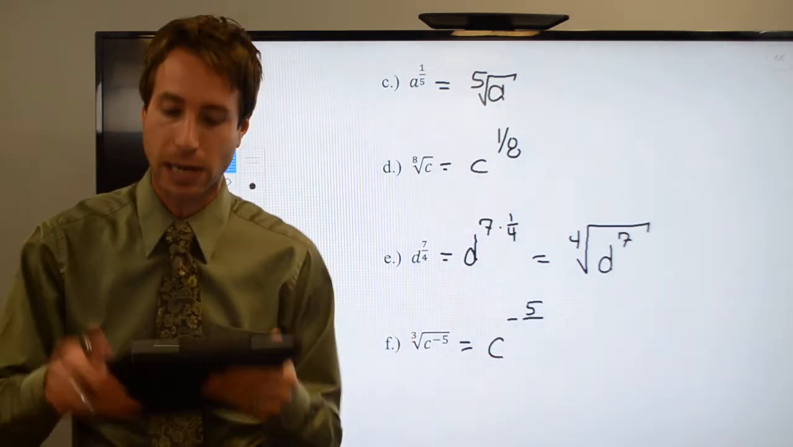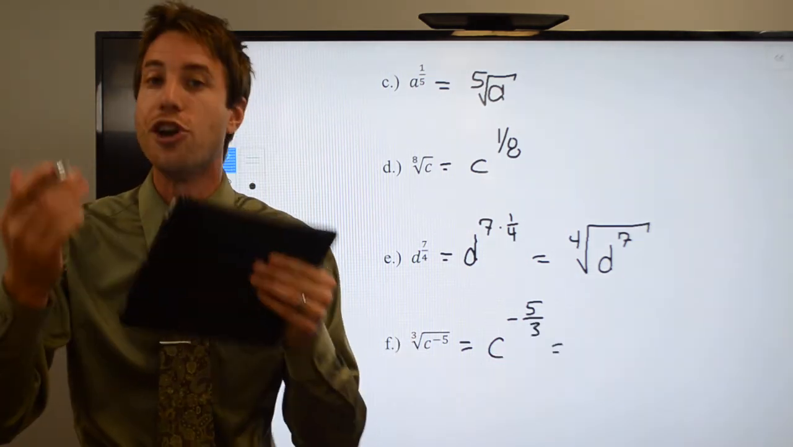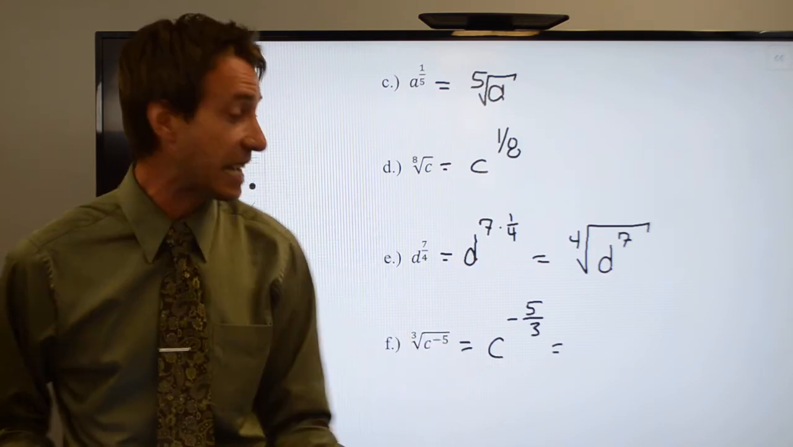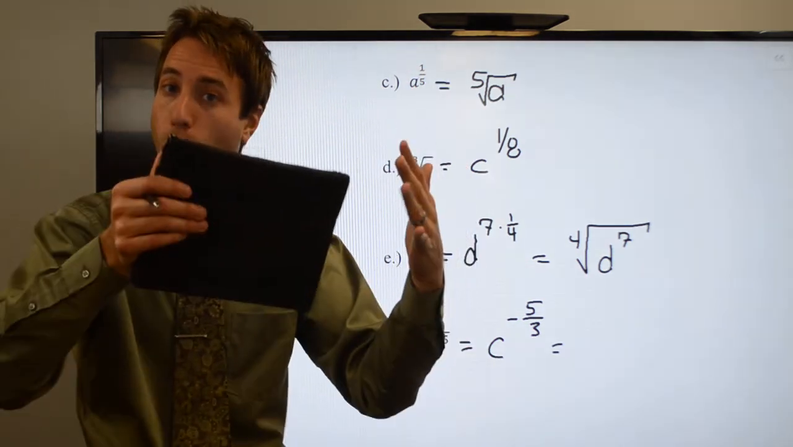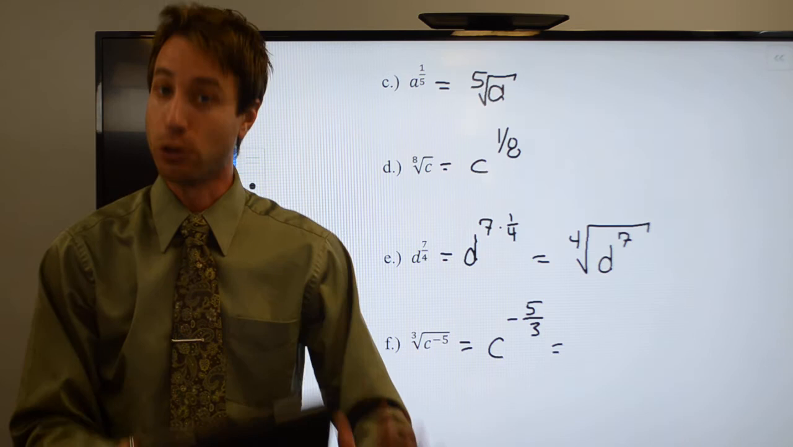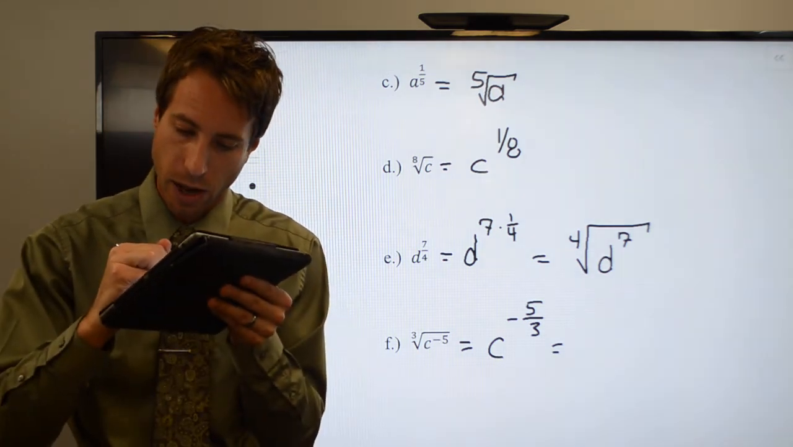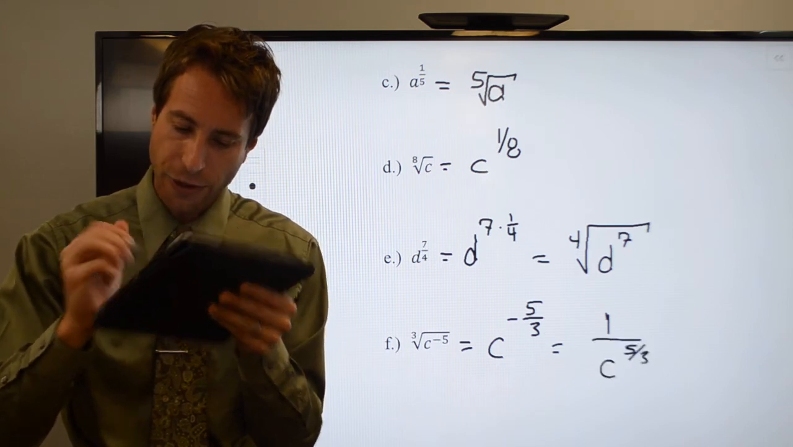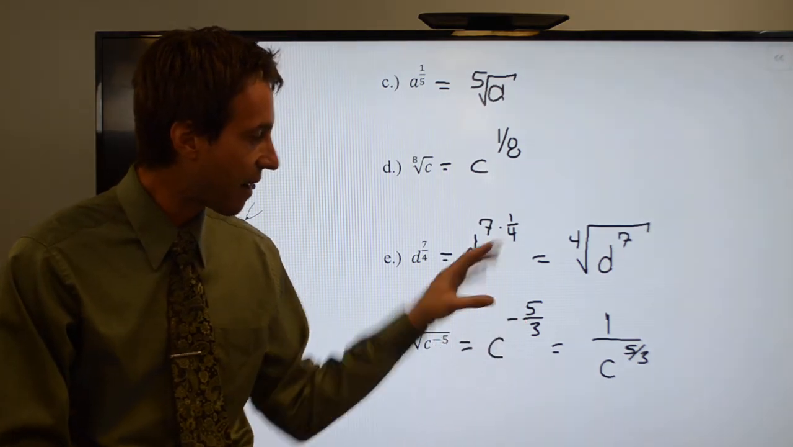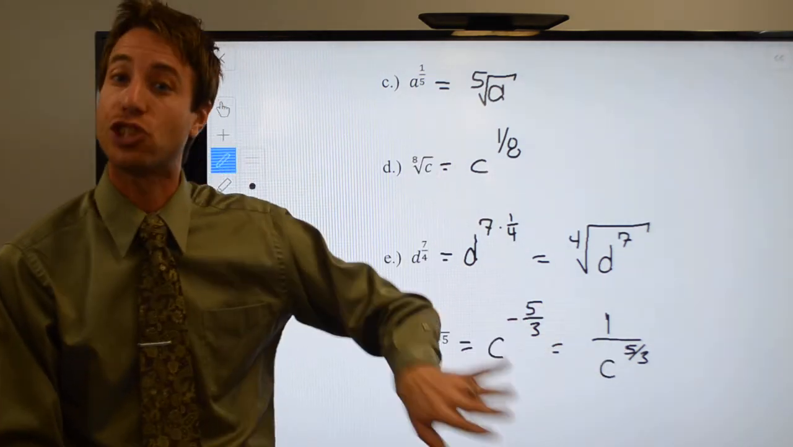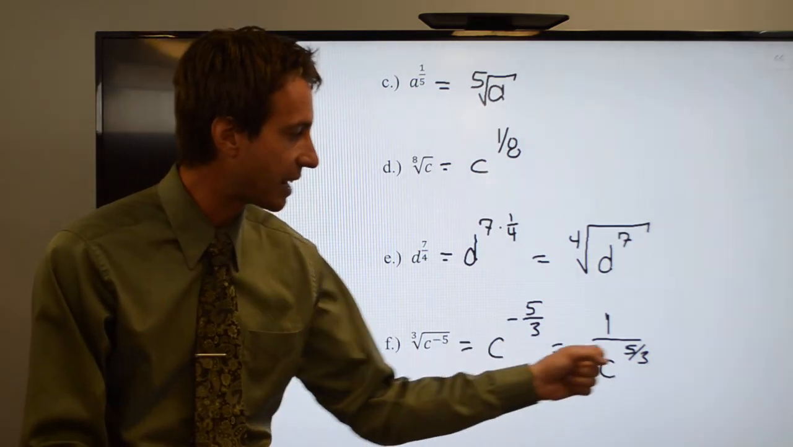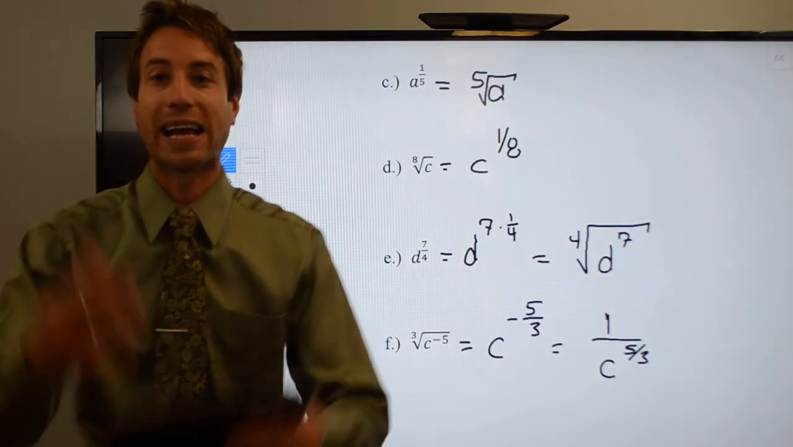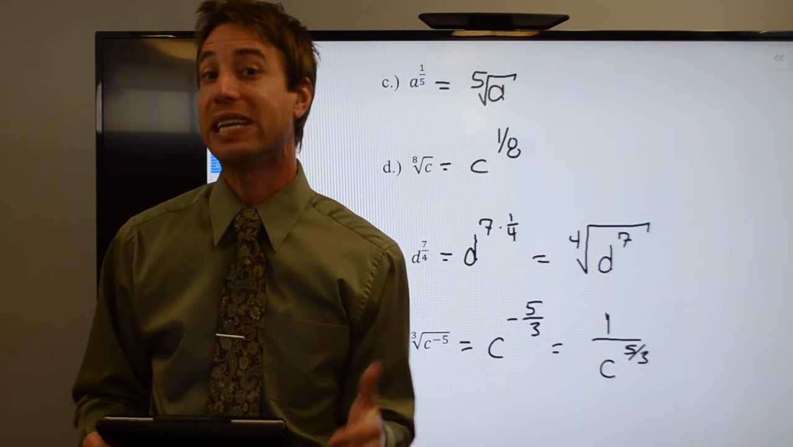The index of 3 will become my denominator, but we're not allowed to have negative exponents, right? So we know a property of exponents that says if you have a negative exponent, you take the whole thing to the bottom and it'll change the sign of the exponent. So I'll do 1 over c to the 5/3. Since I've taken c to the negative 5/3 and moved it into the denominator, that changes the sign of the power, so it goes from being negative to positive, and now I have 1 over c to the 5/3 power.